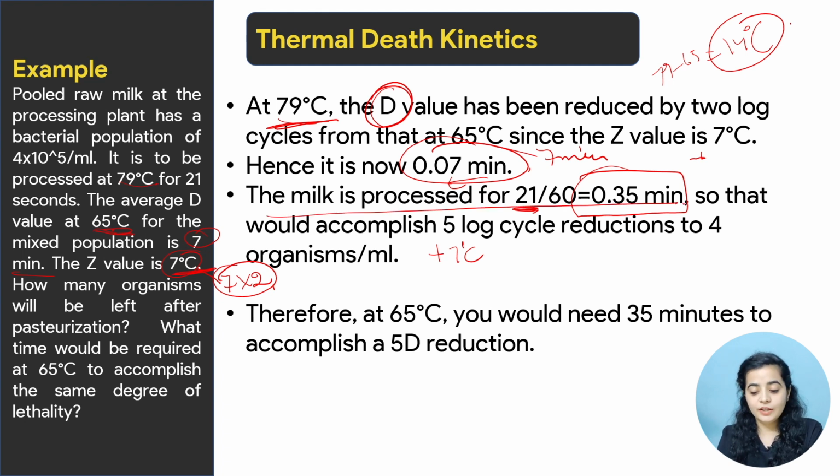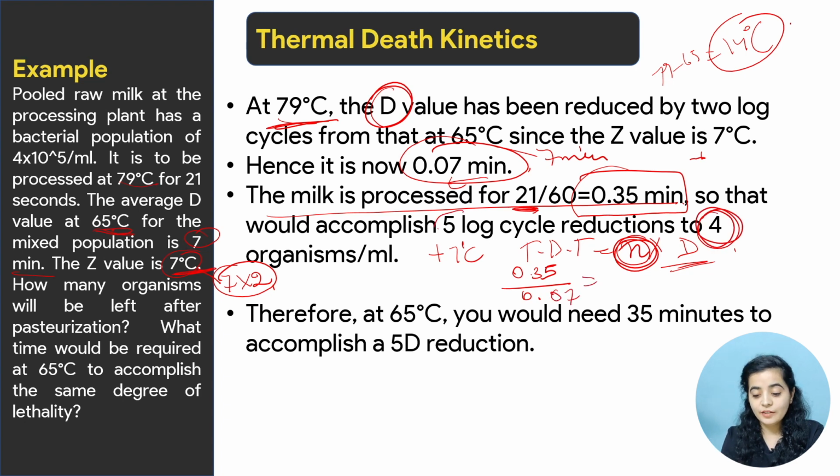Now we have done that. What is thermal death time? It is the factor of reduction into your decimal reduction time. So how many log reductions are we getting here? Now the processing time is 0.35 divided by our D value at that temperature, which is 0.07. So we get 5 log reduction cycles. So the population was 4 into 10 raised to power 5. We reduce the 5 log reductions and the answer is 4 organisms per ml.